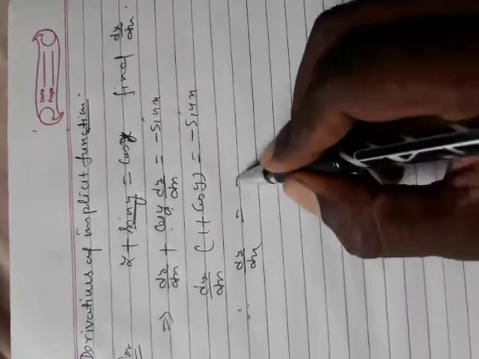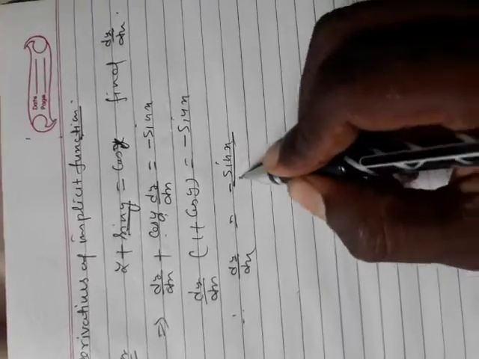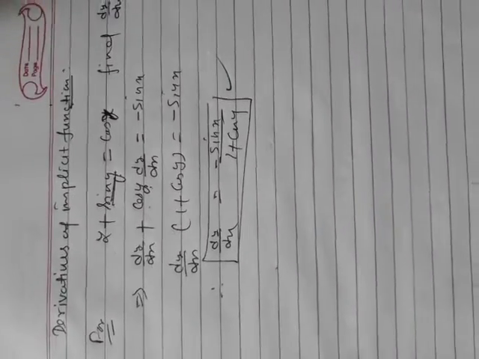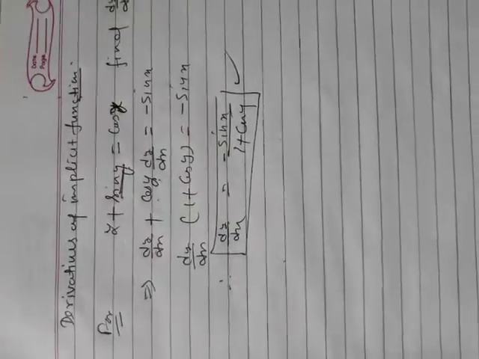Therefore dy by dx is equal to minus sin x upon 1 plus cos y. This is the value of dy by dx. In this way we have to find the value of dy by dx. This is called the implicit function.